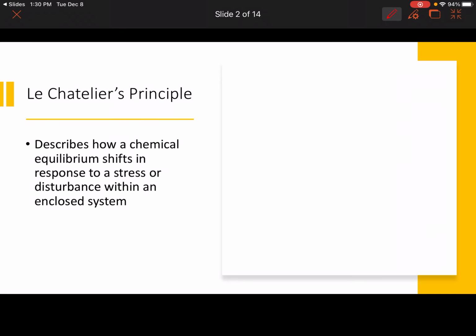Okay, so what this principle does is it describes how a chemical equilibrium shifts in response to a stress or a disturbance within an enclosed system. So basically you've got a system, it's at equilibrium, it's happy, and then something happens to change the equilibrium, to push the equilibrium, or to stress the equilibrium. Now, the system will end up shifting to restore equilibrium, and that is Le Chatelier's principle, when you have shifts in equilibrium like that.